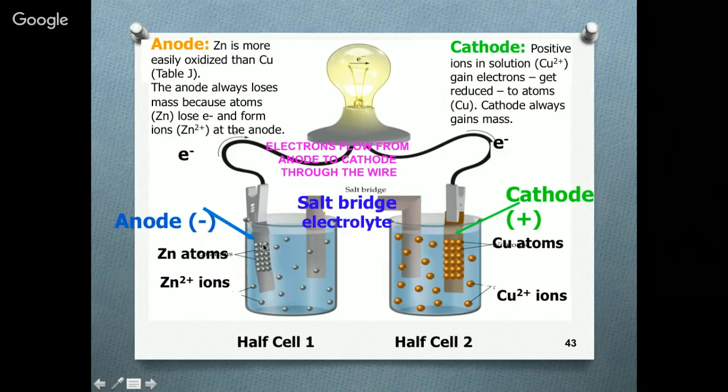We need to know what's happening, though, in each beaker. So since the zinc is being oxidized or losing electrons, those electrons leave that metal.